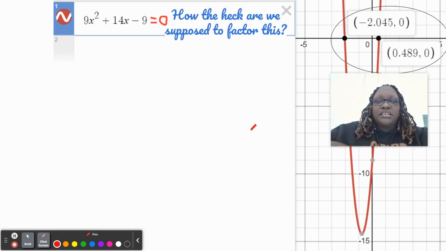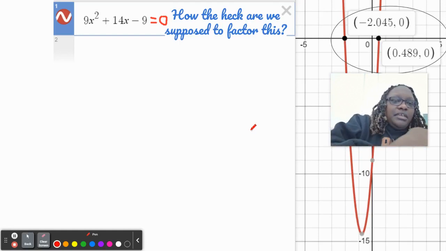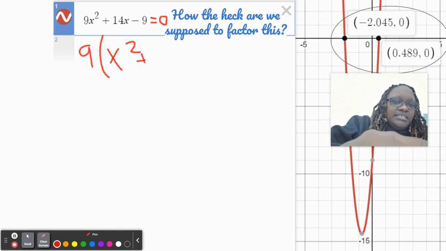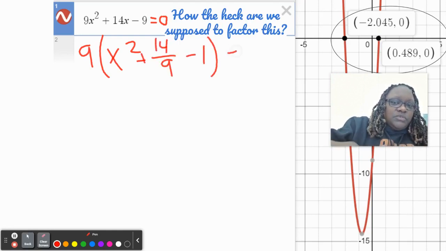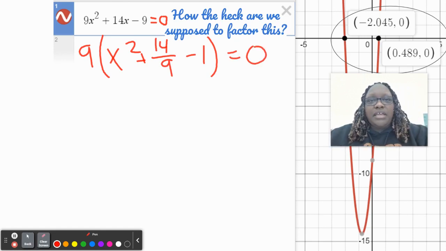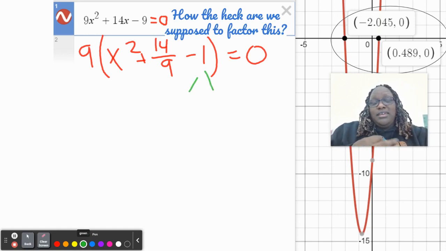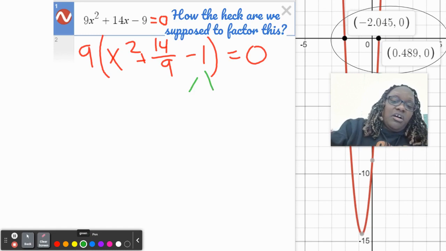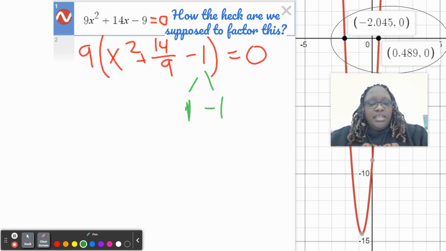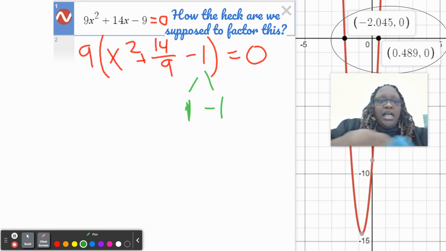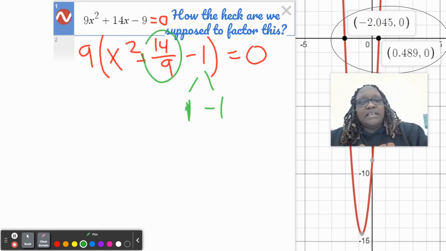So when I first look at this, I think, okay, maybe let me factor the 9 out. So then I have x squared plus 14 over 9 minus 1 equals 0. And then I would try to find factors of -1. So I'm trying to figure out what times what gives me -1. The only ones I think of off the top of my head are +1 and -1. And then do those factors add up to the positive 14 over 9?